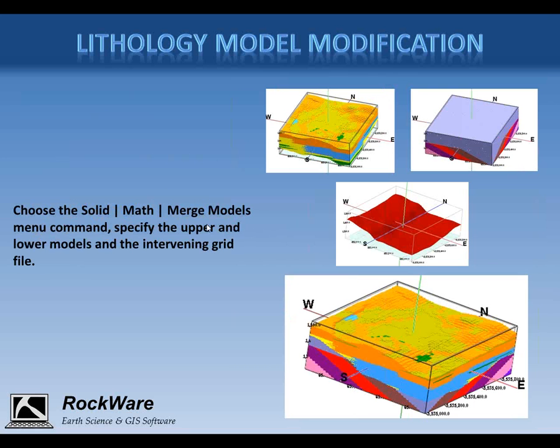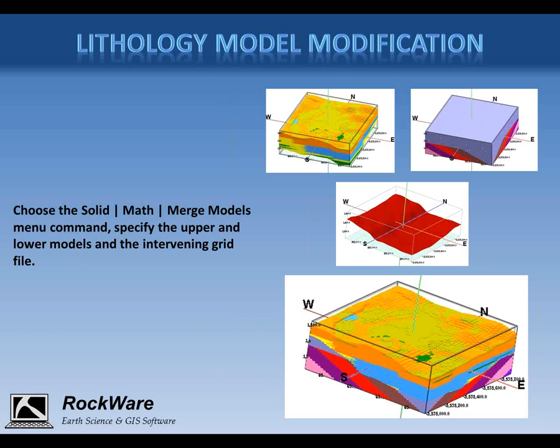And the way we do that is I go to the utilities portion of RockWorks, and we have a number of tools to combine models. Under the solid math menu, I can just merge the models based on this unconformity surface. So here's my upper model, here's my lower model, here's the dividing surface, and you can see I've combined the two models into one here.